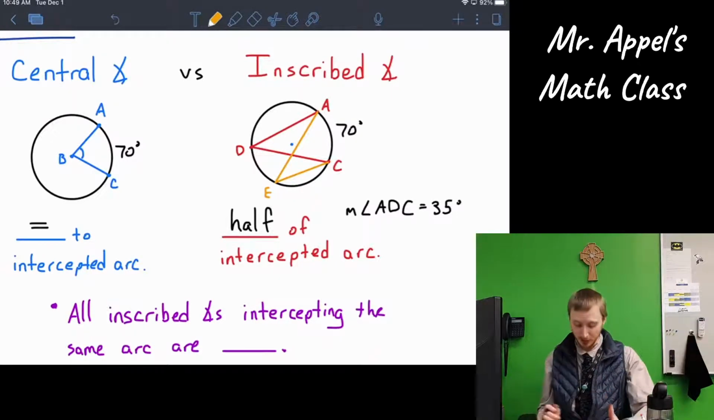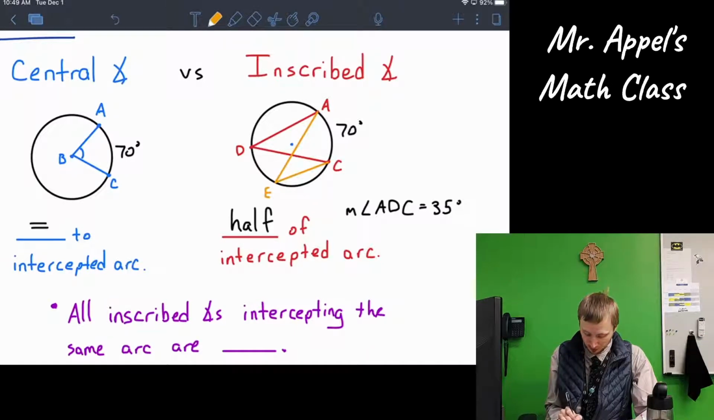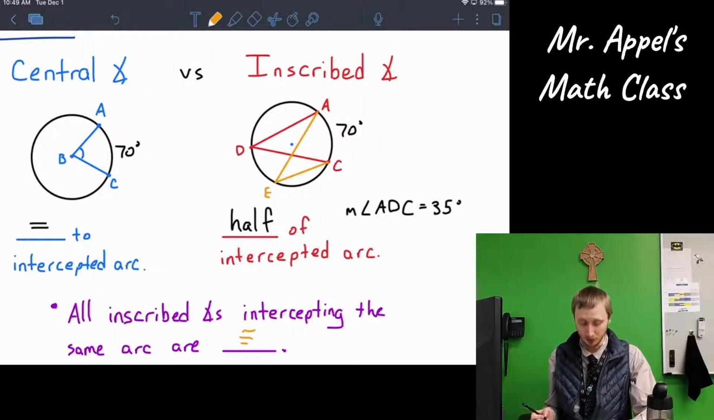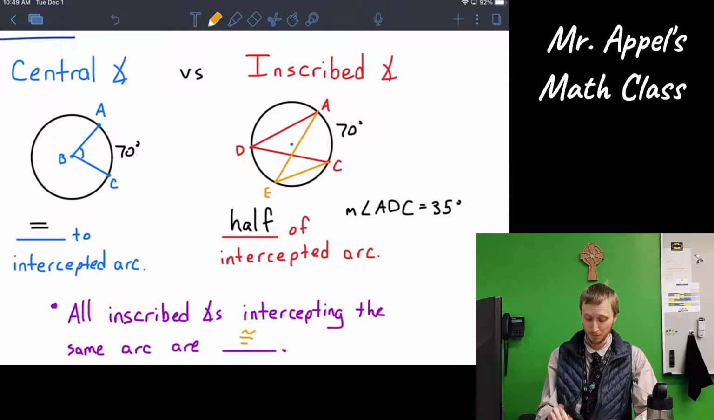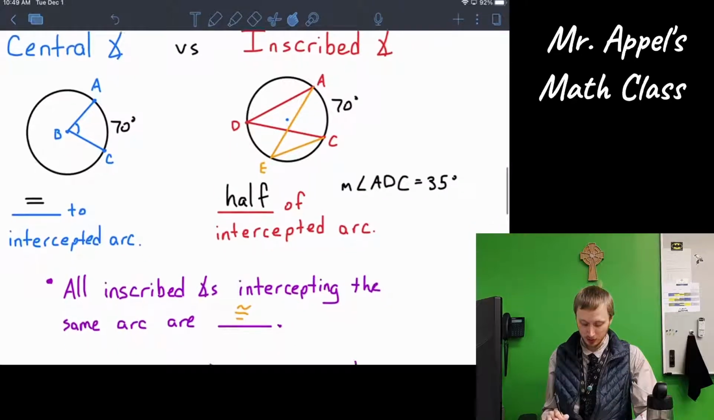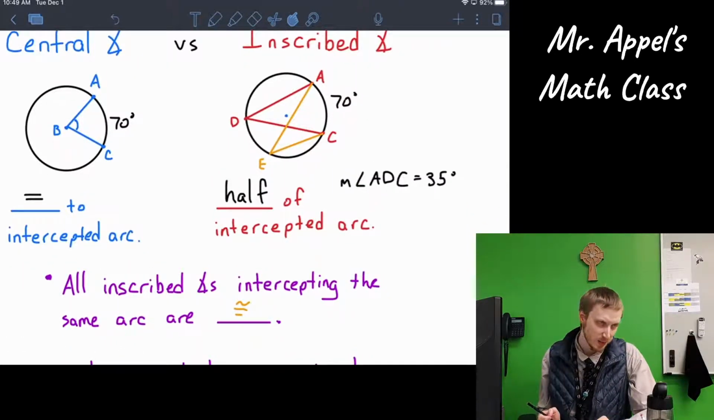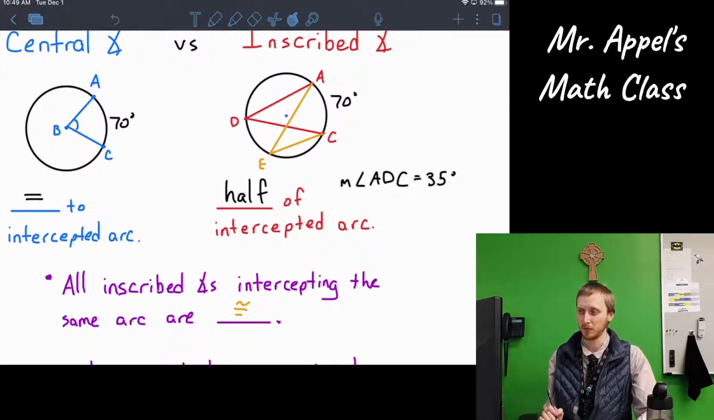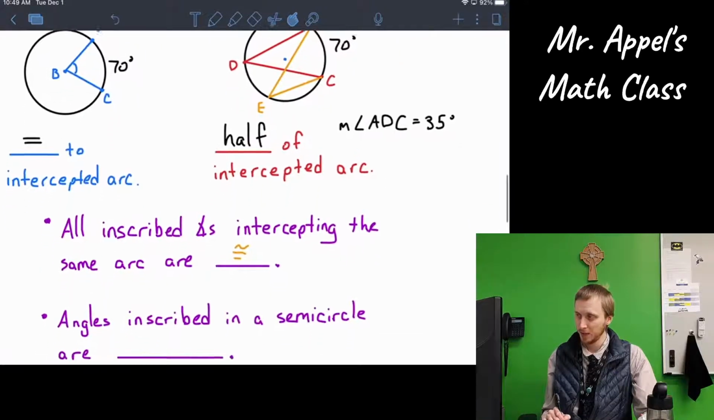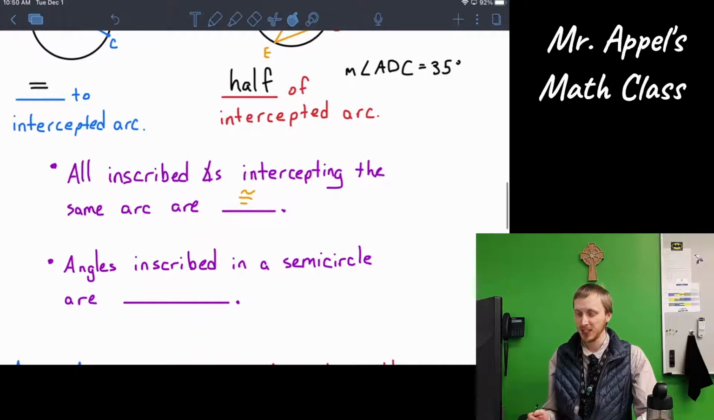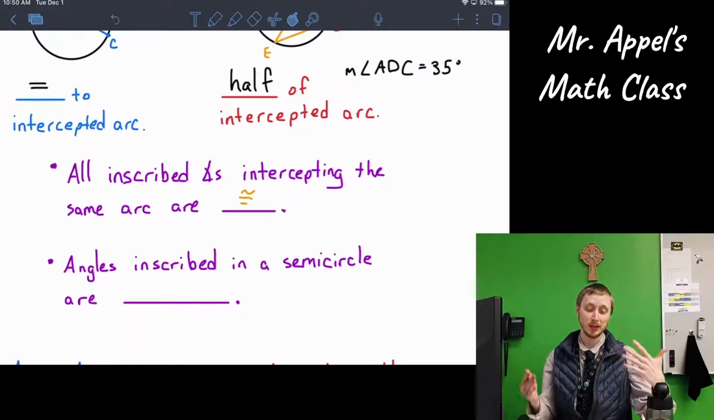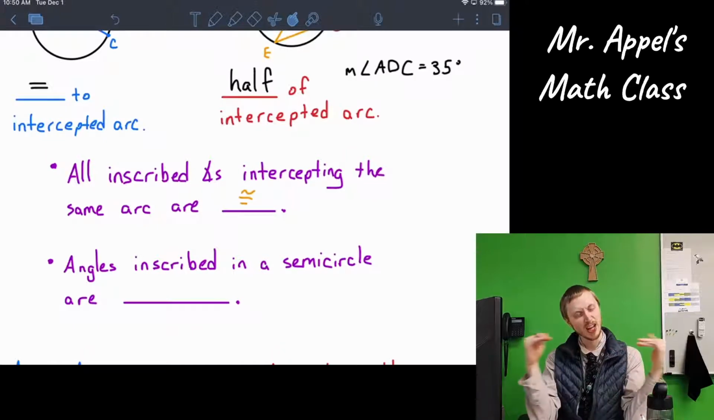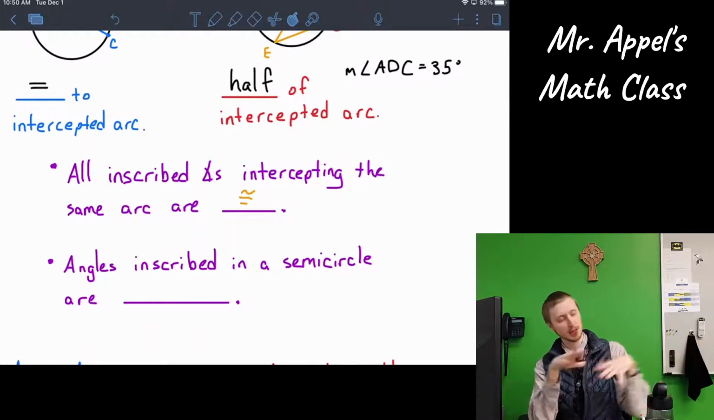So all of them that intercept the same arc are congruent. Okay? Every inscribed angle hitting the same arc must be the same measurement, because it's half of the same thing. And one step further, we also see semicircles pop up a lot. People love circles, and even more so, they love just half a circle. It's like one too much. I don't want a whole circle, just half is good for me.